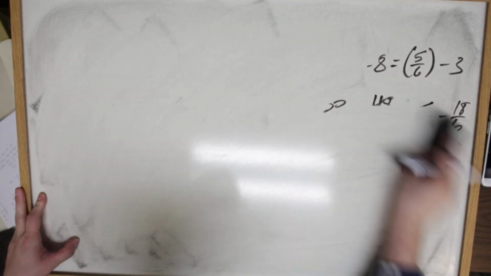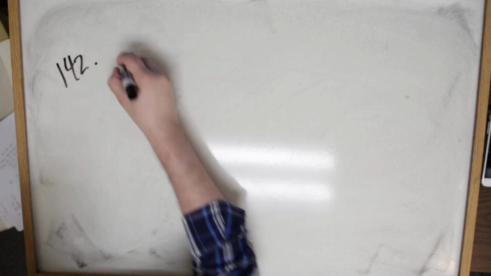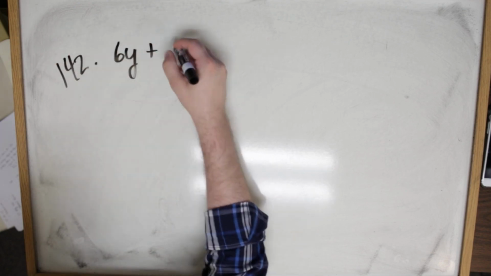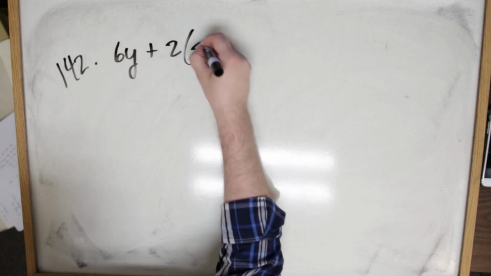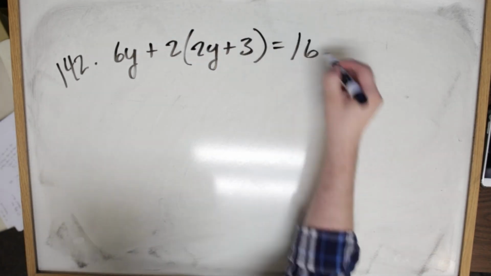All right, one more. Uno mas. 142. 6y plus 2 times 2y plus 3 is equal to 16.